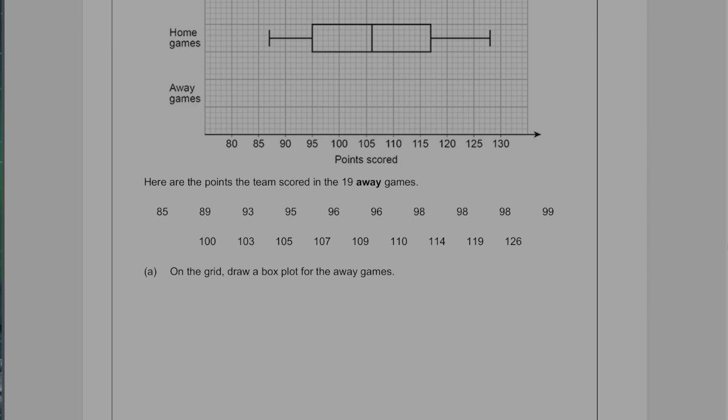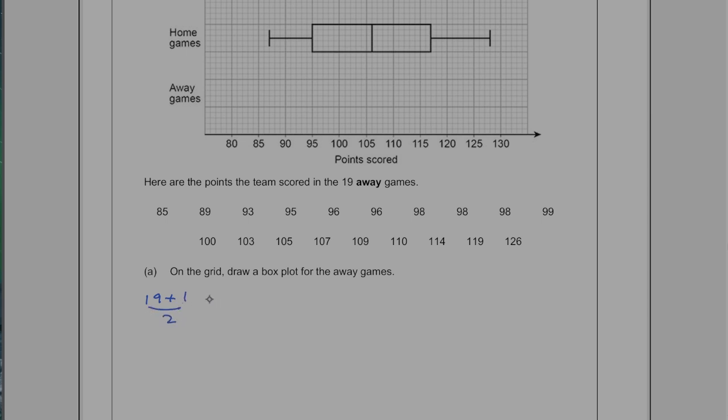Right, so for this, if we've got 19 scores, to find the position of the median, what we're going to do is 19 plus 1 divided by 2, which is going to give us 10. So our lower quartile will be the 5th. Our median will be the 10th value. And our upper quartile will be at the 15th value.